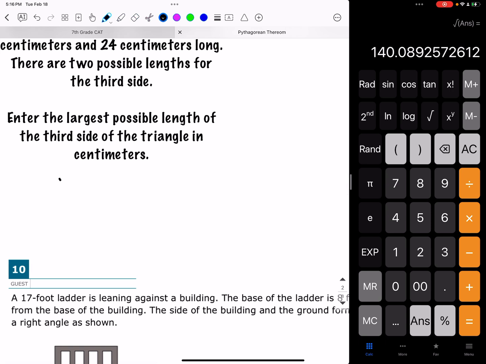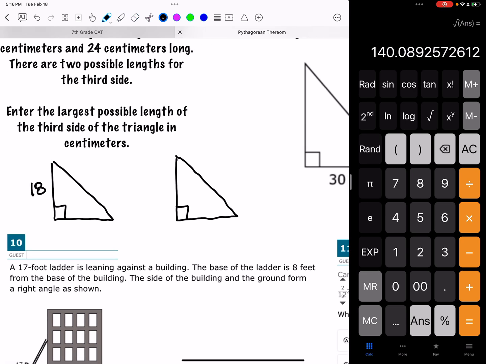All right, over here, if I know two sides of a right triangle are 18 and 24, I'm not sure which sides. It could be these two. It could be these two, where 24 is the diagonal side. So I'm going to square both of them. 18 times 18 is 324. 24 times 24 is 576.